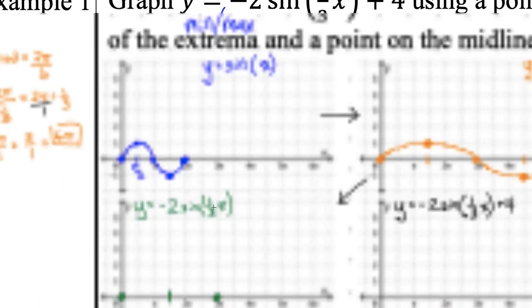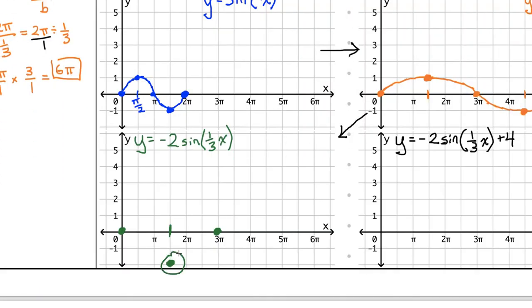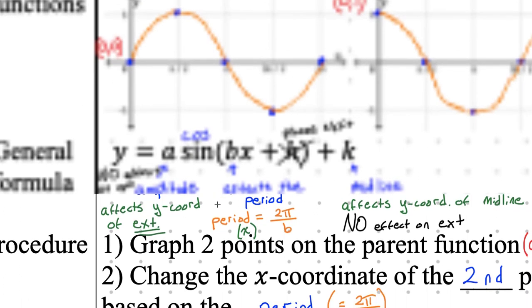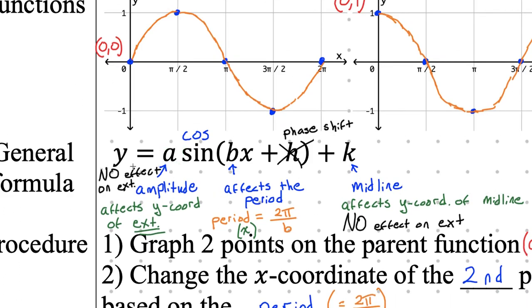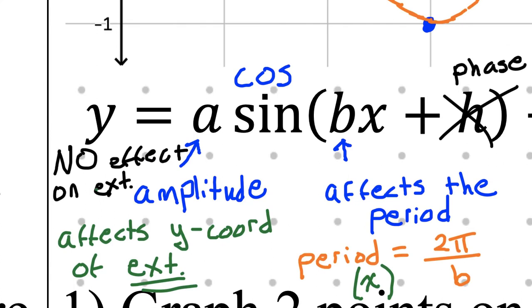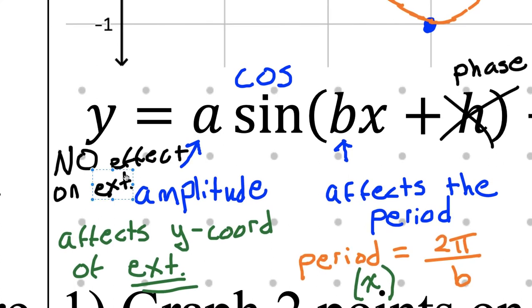And that's kind of what I was talking about earlier, right? So this was an extrema point right here. This extrema point did move, but these midline points did not move. And that's judging off of that first number. This number right here has no effect on the... oh my gosh, did I make that mistake? Oh my gosh, I'm so sorry. Well, if you caught it, log the extra credit. No effect on the midline. Yikes, that was a very bad typo. No effect on the midline.